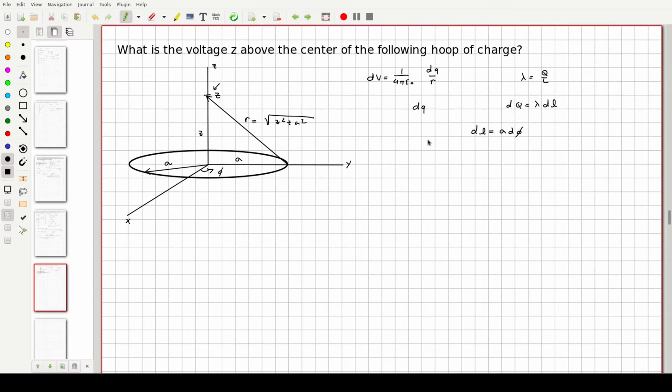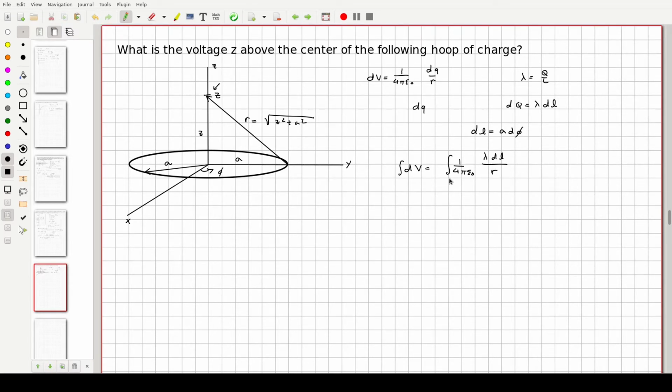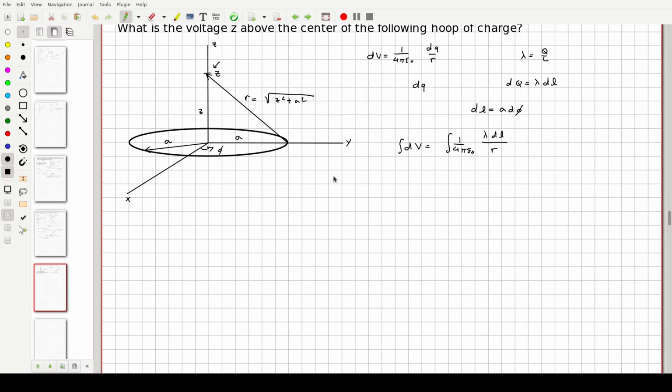So if I take my equation here and I integrate both sides, dV on the left-hand side, on the right-hand side, I'm integrating 1 over 4 pi epsilon naught, dq is lambda dl, over r. And we're going to go from 0 to 2 pi because we're going to be going along this right here. The left-hand side is just the difference in voltage. That's what we're trying to find: the difference in voltage from the hoop itself to the point in space right there.